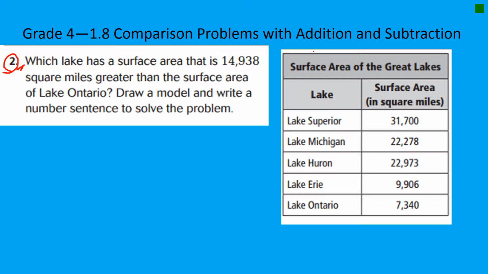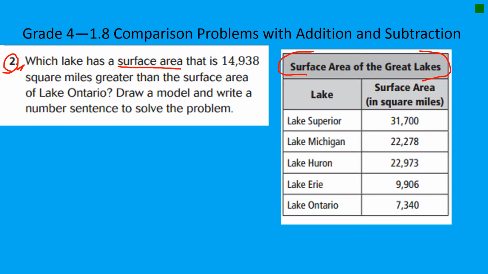Okay, so we have to use this table over here to get the information we need to solve the problem. Surface area is just the flat part that's on top of a lake. It has nothing to do with the water that's underneath the flat part. Okay, it's just the area, the top. Okay, so let's see here. I have to go reread like always, right?